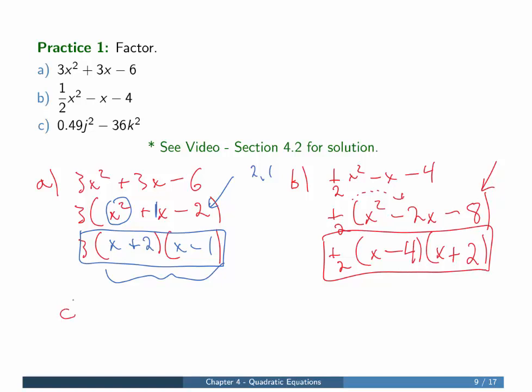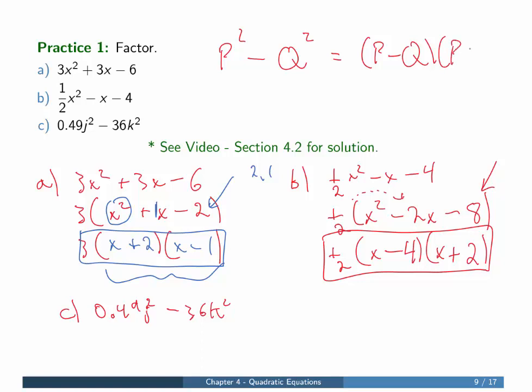For C, this is a difference of squares. It's pretty obvious. So up here I'm going to write down, if you had p squared minus q squared, by the way, this has to be subtraction for this difference, right? The word difference of squares. Then you're going to be left with p minus q times p plus q. So if you have this memorized, if you have it committed to memory, then you are set.